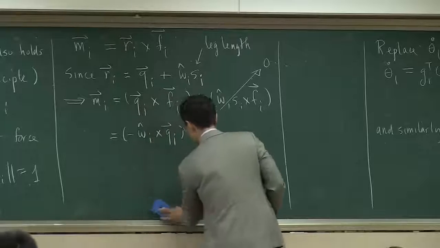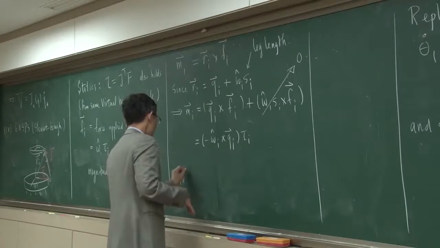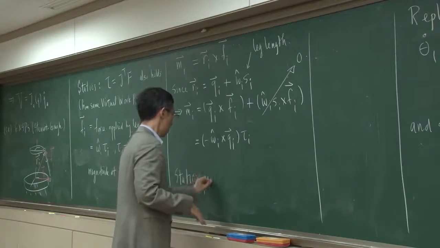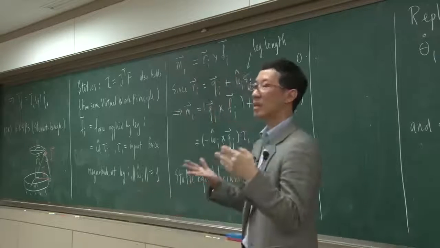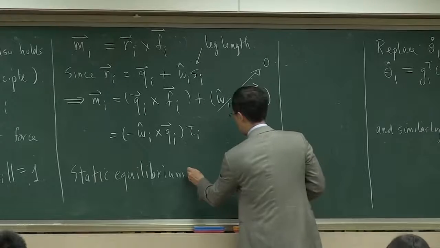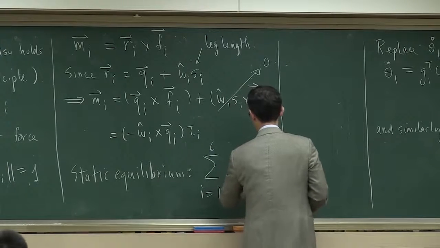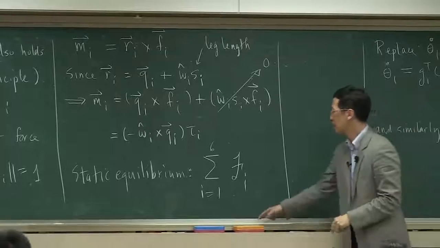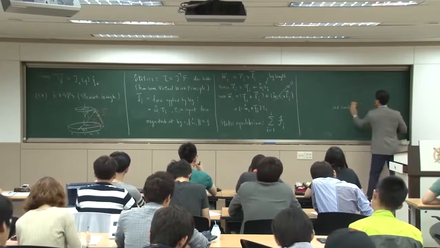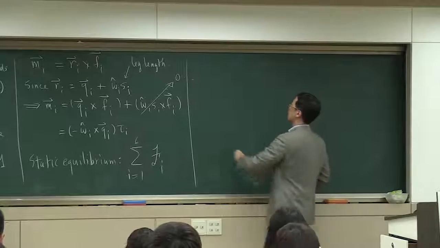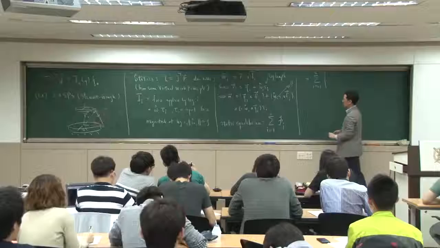Now let's write the following. So statics: assuming static equilibrium, sum of the forces equals 0, sum of the moments equals 0. We want to write it this way, i from 1 through 6, sum of the spatial forces, F sub i. Let's write it out here. Okay, this is summation from 1 through 6. Let's write the moments first.